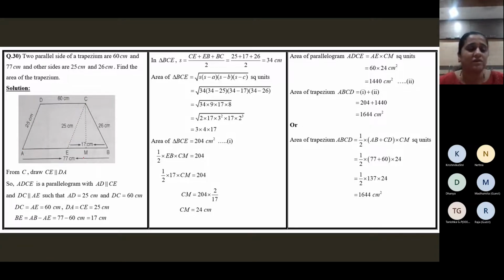Now coming to the triangle. We already know this is 25, this is 26. We need to find this one, EB. So how much is EB or BE? It is the whole thing, AB minus AE. 77 minus 16, which is 17 centimeters.